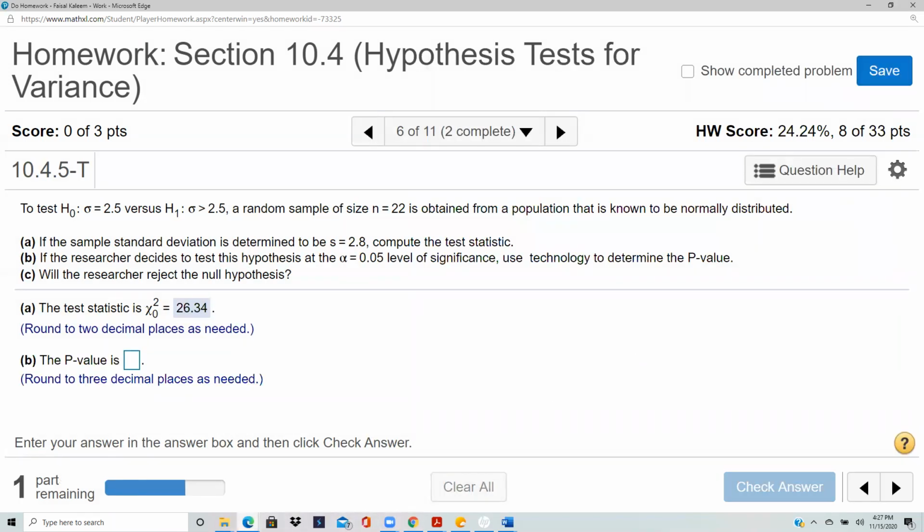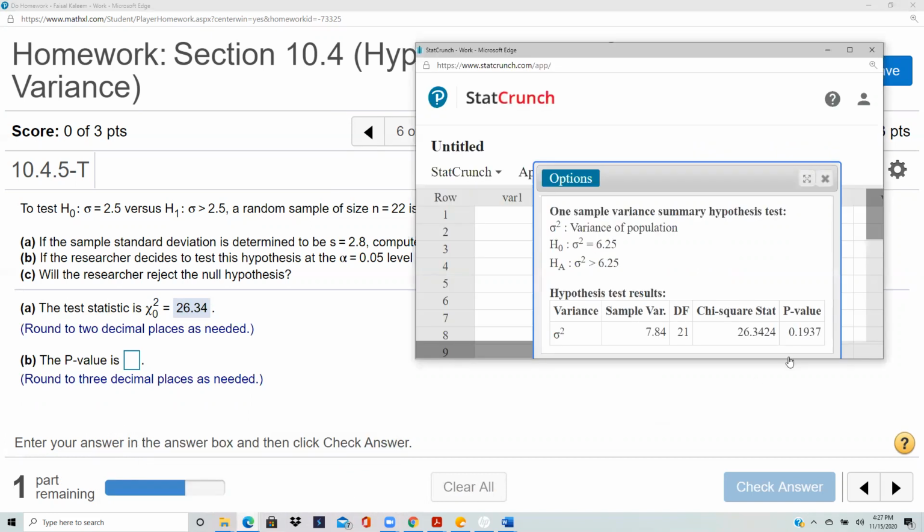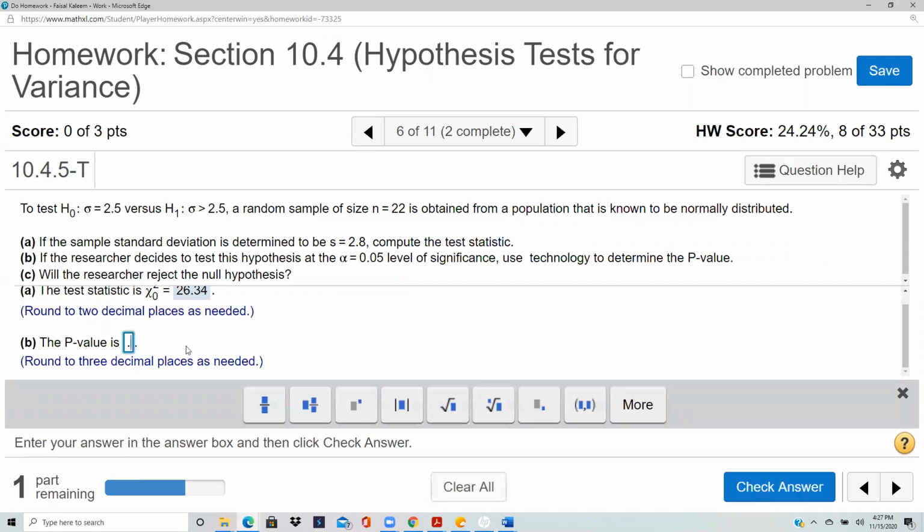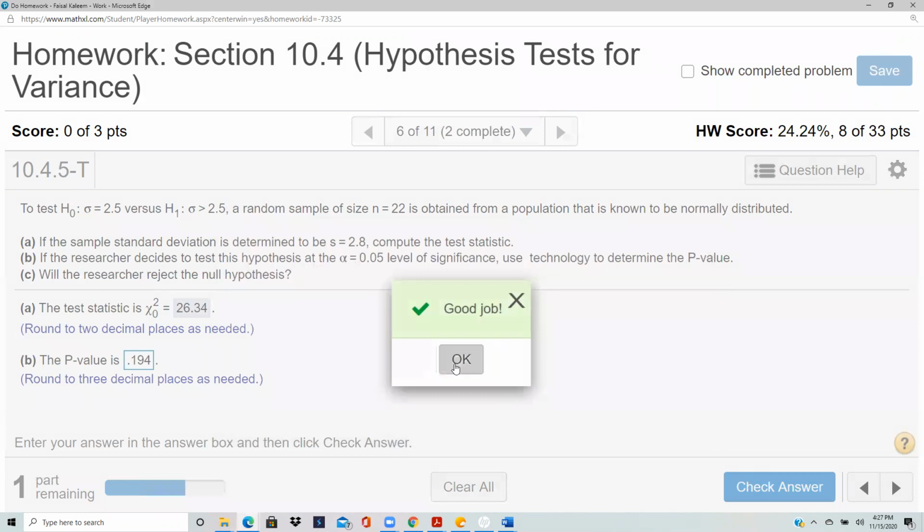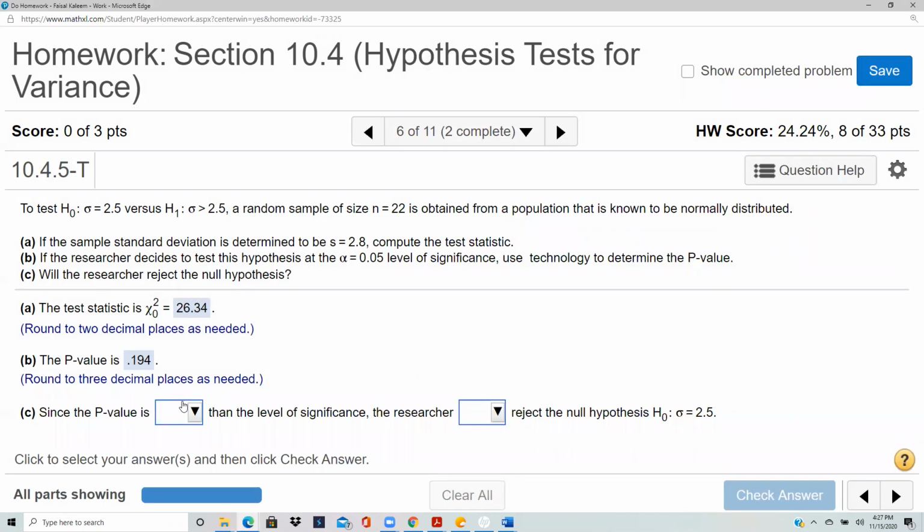The P-value, okay, it was there in StatCrunch, 0.1937, so 0.194. And P is greater than alpha, so that criterion still holds: reject the null if P is less than alpha, and do not reject the null if P is greater than alpha. So the P-value is greater than the level of significance, which is alpha. So the researcher will not reject the null.